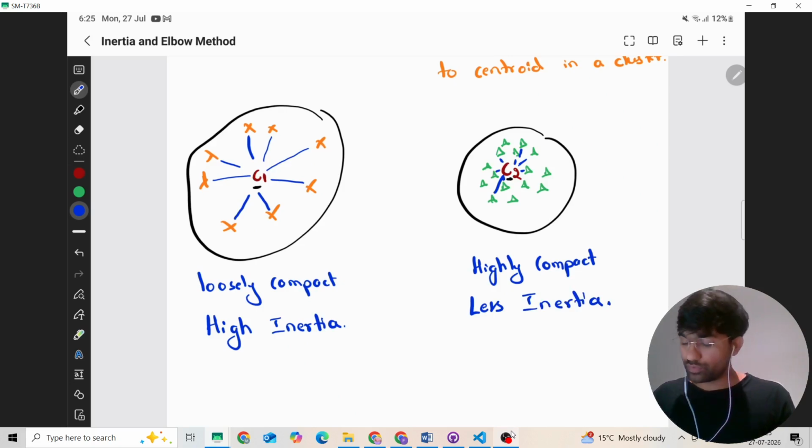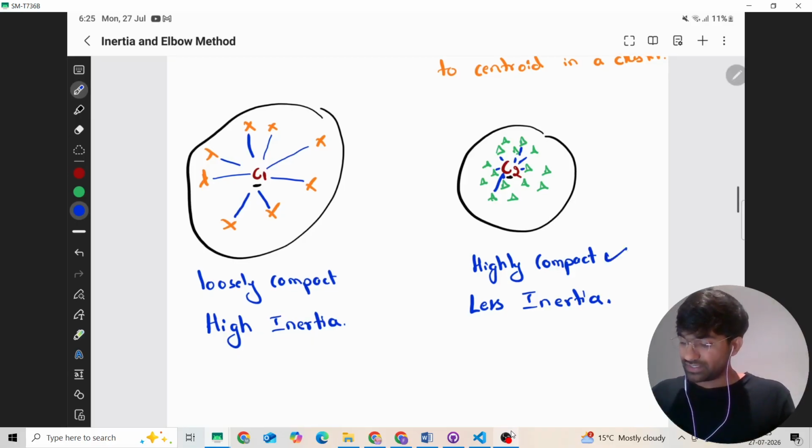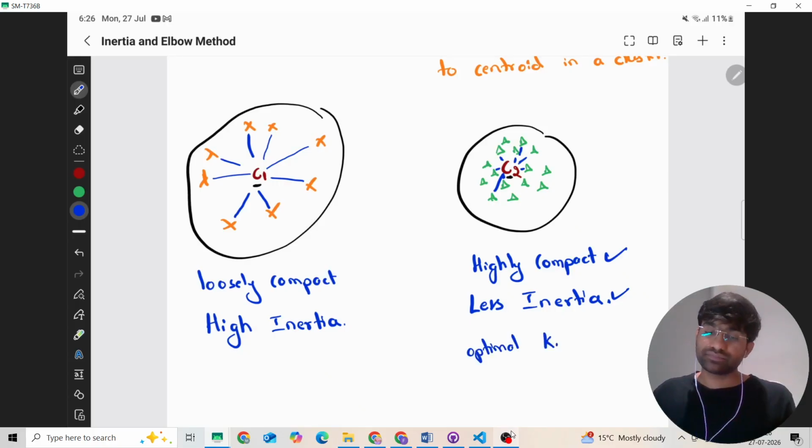So we have to find out, using inertia, how compact the cluster is. If it is highly compact with less inertia, then that is the optimal k value.